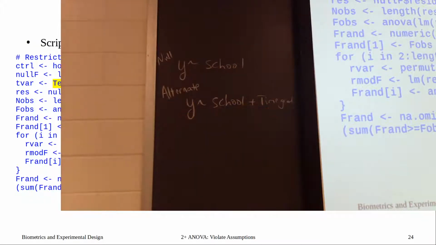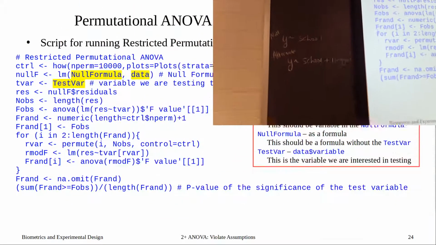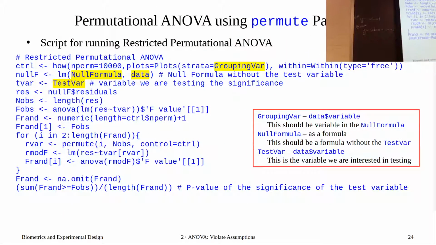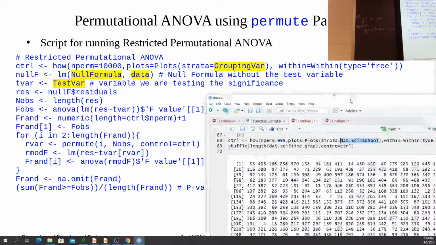All right, so our test var is a variable that we're testing our significance on. That's going to be in the data$variable format. Our null formula is going to be written as an actual formula, using the L and Y as a function of whatever, and then everything else stays the same. So let me get to all.